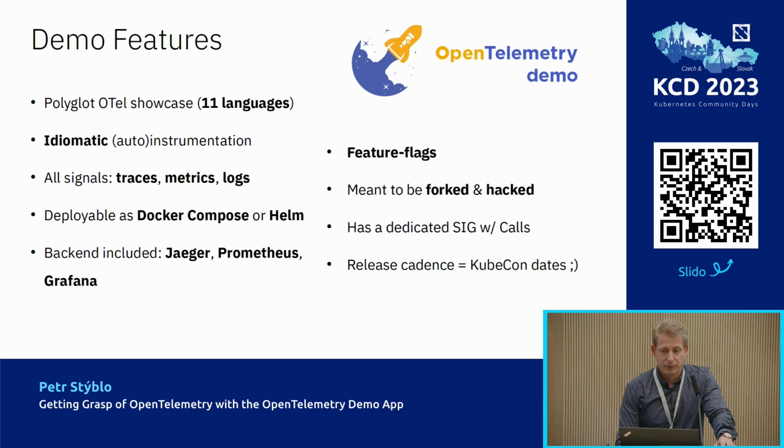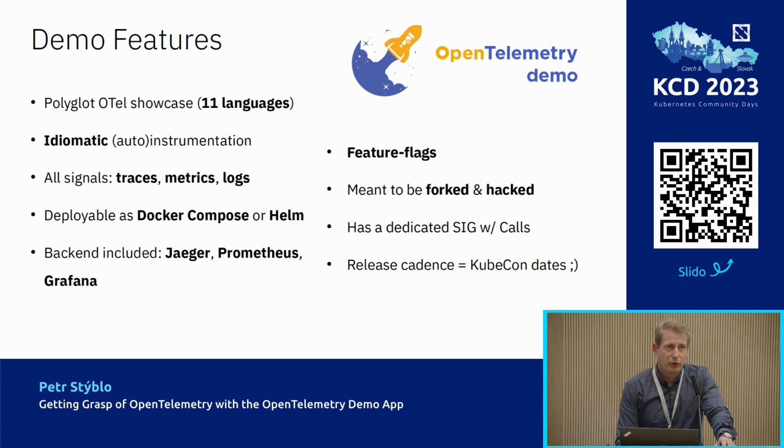It is deployable as a Docker Compose or Helm. It's developed by means of Docker Compose for simplicity on a single host. If you want to run it on Kubernetes, go ahead and use a Helm chart that makes it very easy to install and deploy on plain vanilla Kubernetes or OpenShift or other flavors. It's a straightforward installation, and it includes a backend composed of open source tools. Particularly Jaeger for the traces, Prometheus for metrics, and Grafana as the common UI.